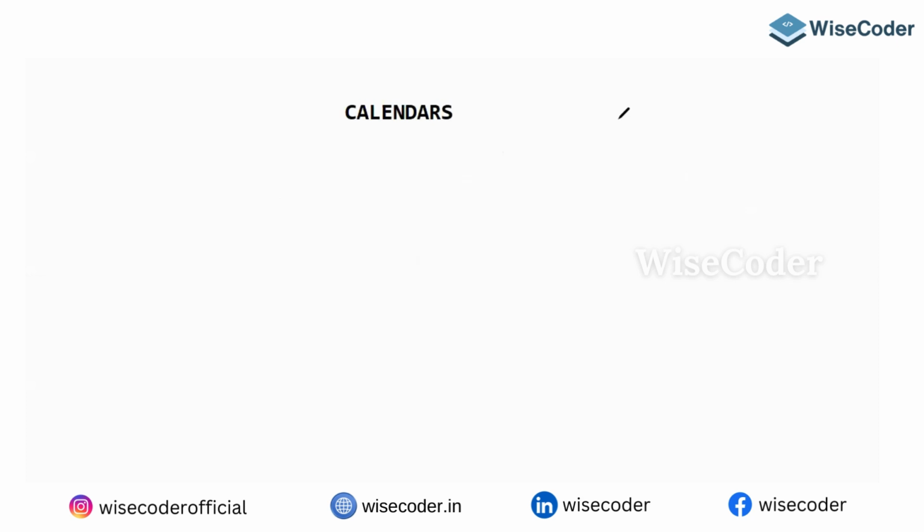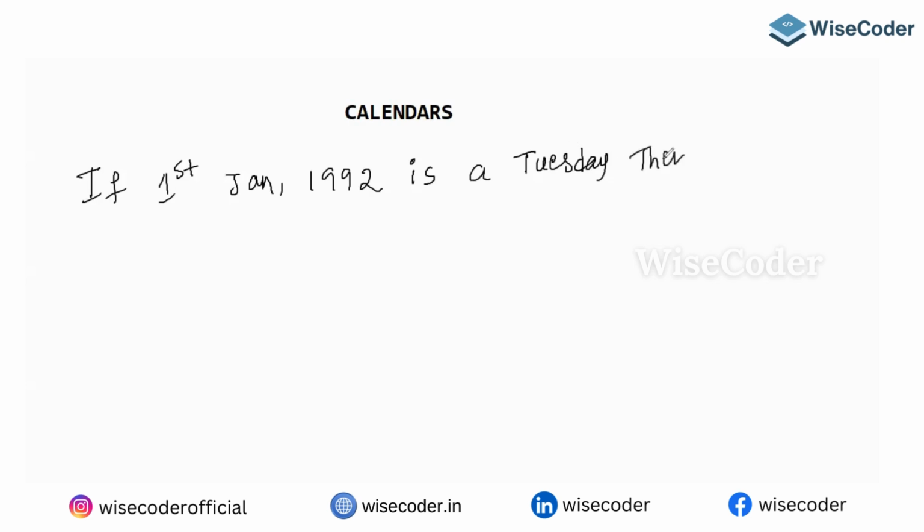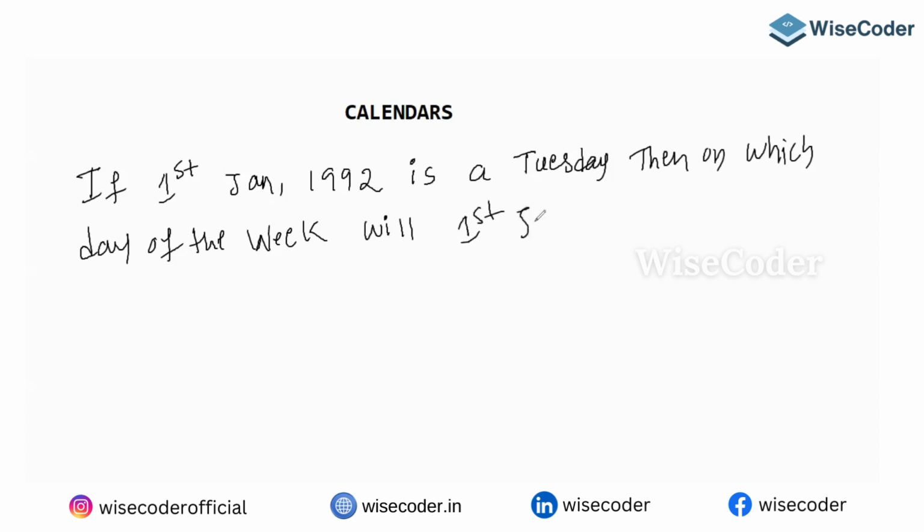Next, write down the next question. If 1st January 1992 is a Tuesday, then on which day of the week will 1st January 1993 fall?